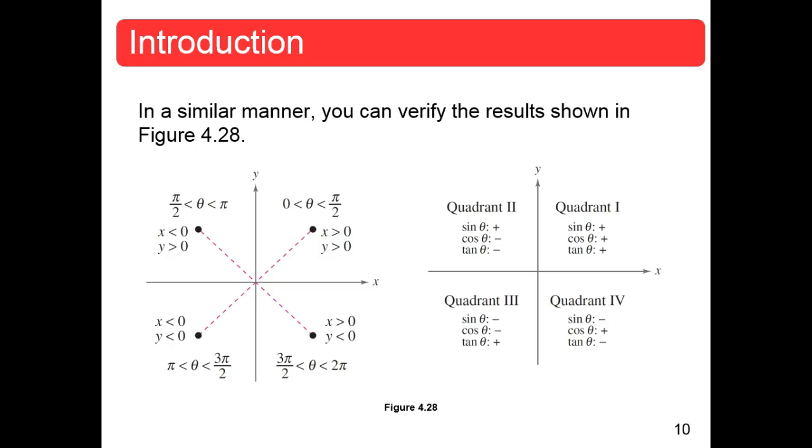So, sine is positive in the second quadrant, tangent in the third, cosine in the fourth, and everything's positive in the first quadrant. Now, I don't know if you find these little things helpful.